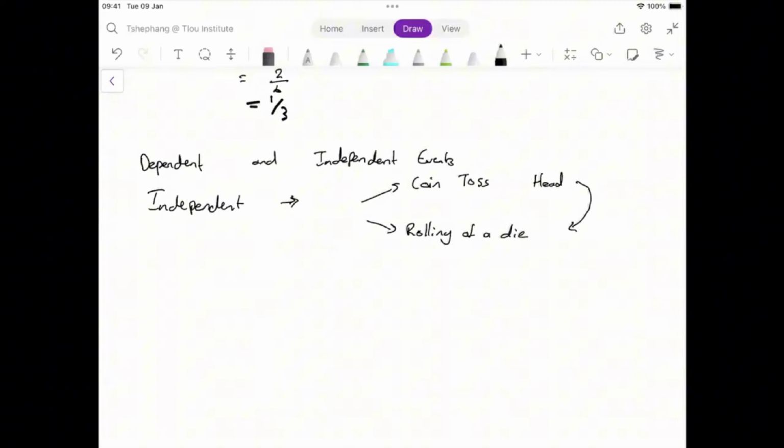Okay, you guys are asking me to repeat the statement of independent. So independent events, right? Events are said to be independent if one outcome of an event does not affect the probability of another event happening. The outcome of one event does not affect the probability of another event occurring.